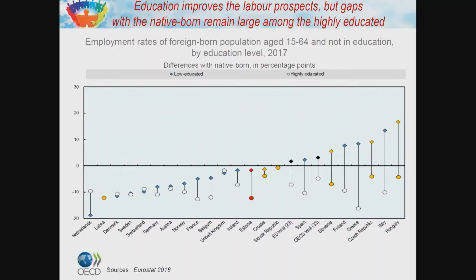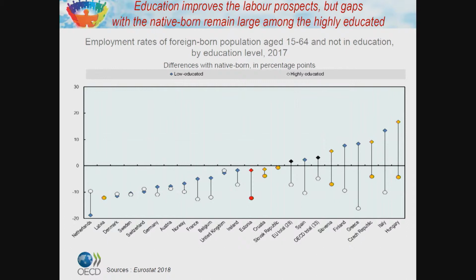So first of all, this is not an argument in Estonia and in other neighboring countries, because in these countries, in fact, immigrants are more likely to be highly educated compared to native-born. And the second thing is that what we show in this figure is the difference in employment rates between foreign-born and native-born by level of education.